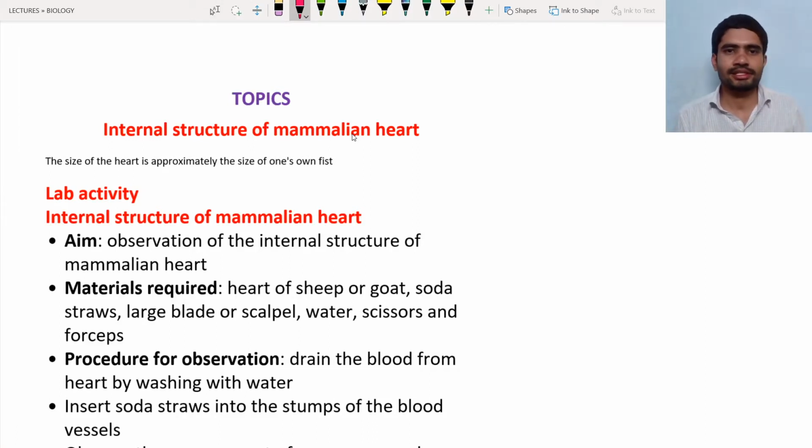Hello students and learners, welcome to the new lecture. In this lecture we are going to discuss the internal structure of the mammalian heart.